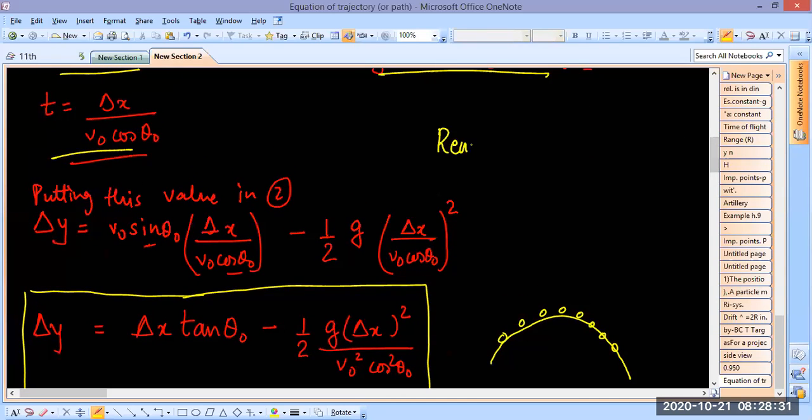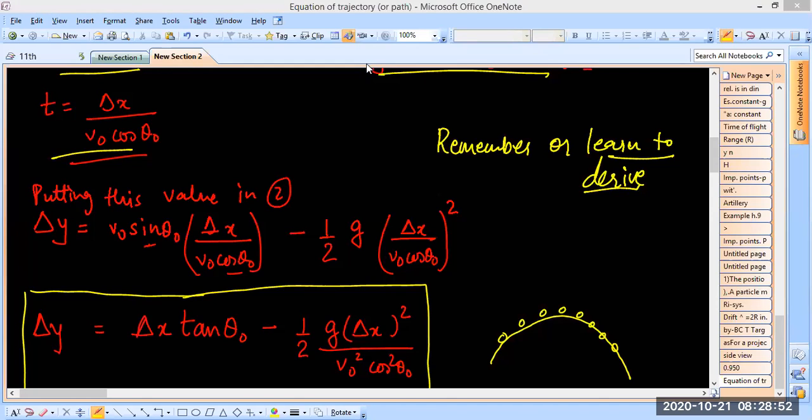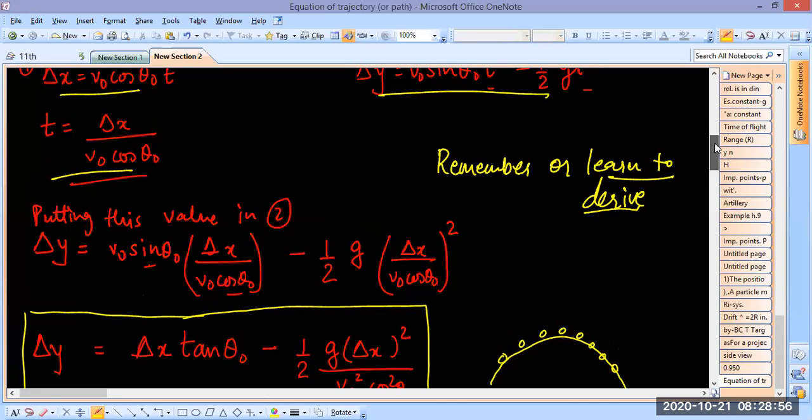Either you remember it or learn to derive. Okay, if you learn to derive, it will be useful. Derivation does come in the exam, right? They ask like this: derive equation of trajectory, 2 marks. Yeah, if you do both, it's best actually. If you do both of these, it's best, right?